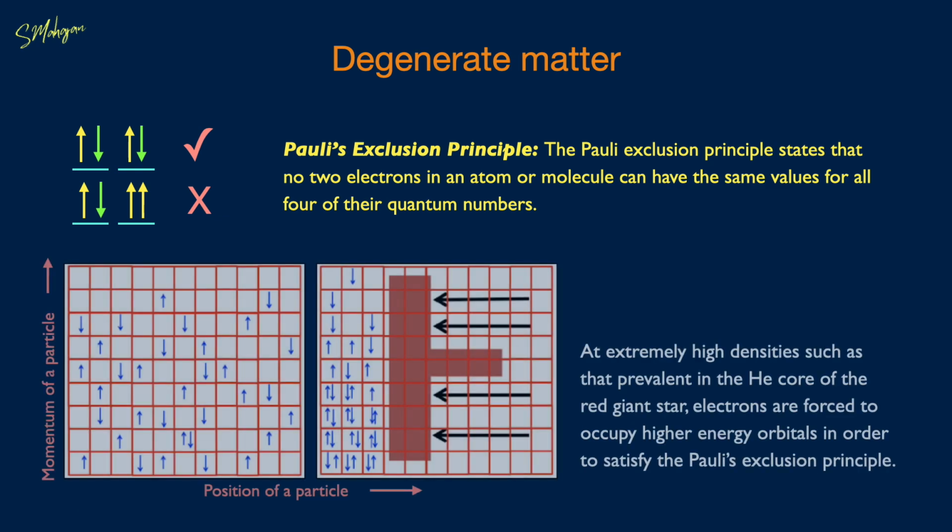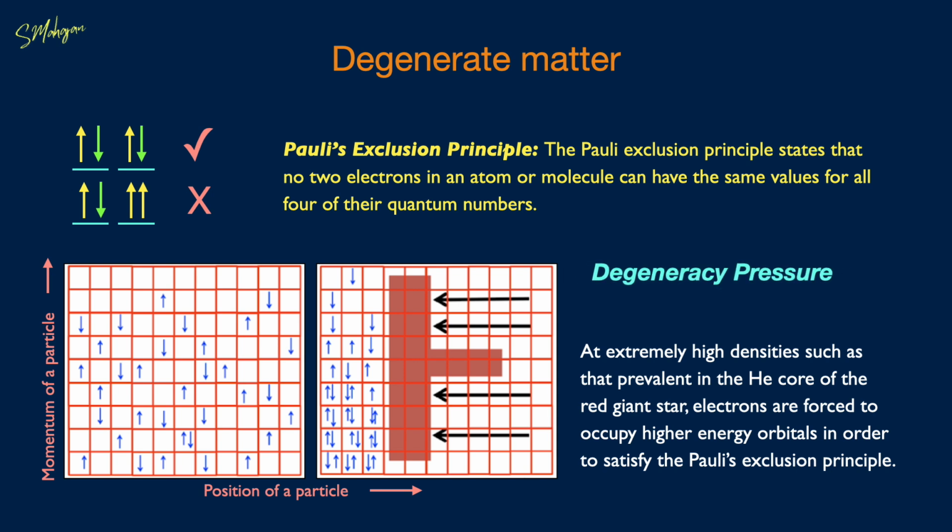At extremely high densities, such as those prevalent in the helium core of the red giant stars, electrons are forced to occupy higher energy orbitals in order to satisfy the Pauli's exclusion principle, and are therefore referred to as the degenerate electron gas. As the density of particles in a degenerate gas increases, the particles are forced to occupy higher energy states, which further increases the pressure of the gas. This is called the degeneracy pressure.